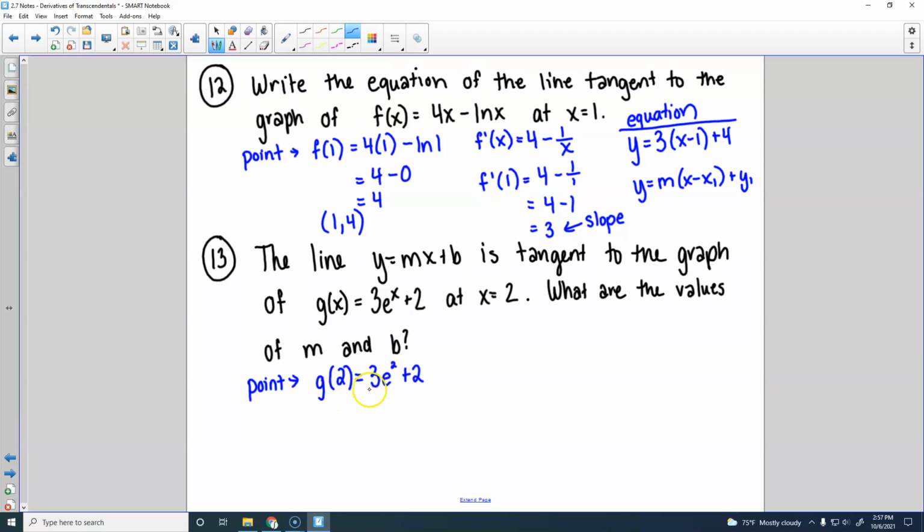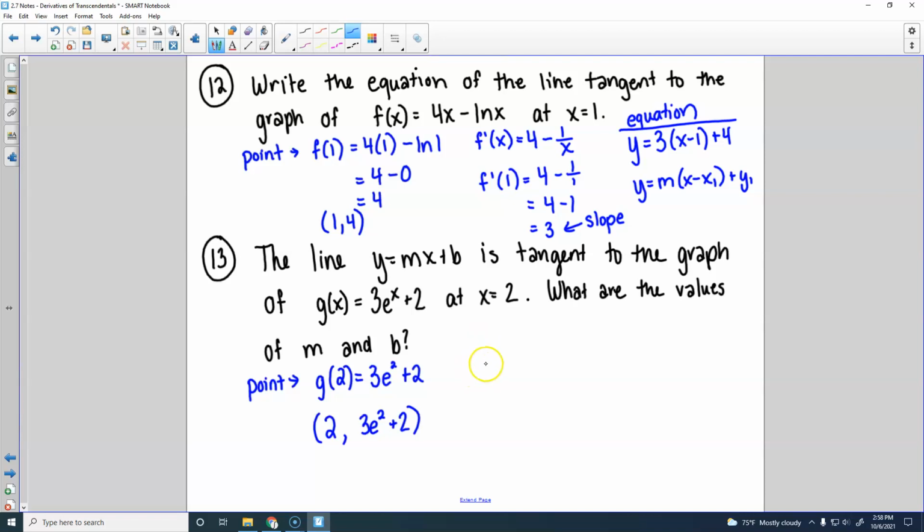Alright, so my point, here's the problem. I don't have a calculator. 3e squared plus 2, I don't know how to do. So my point has to be 2 for my x coordinate, and 3e squared plus 2 is the y coordinate. So that's our point. If it was calculator active, we could type it in the calculator and get a decimal for it, but it's not. And it probably won't be if it shows up on the exam.